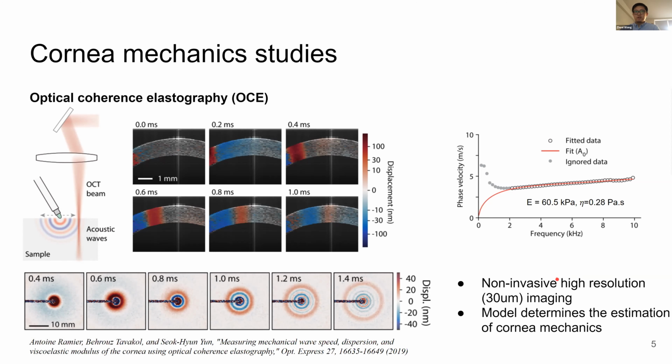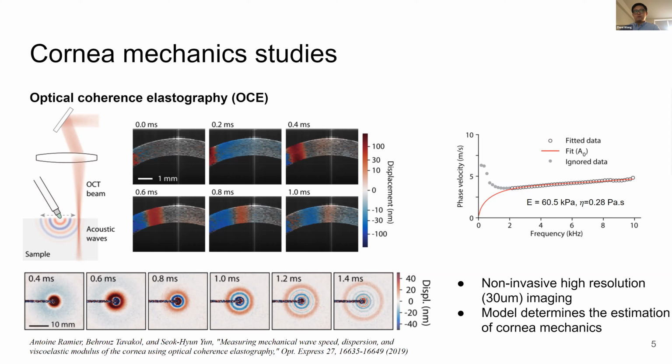But the problem here is that the estimated Young's modulus value is far away from the results from the tensile test. In the tensile test, people get the value of the Young's modulus around 1 megapascal to 10 megapascal. This value is way lower than that value.